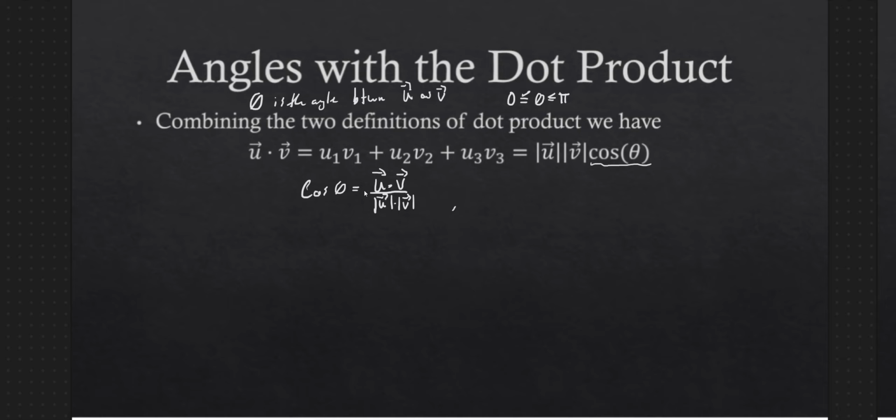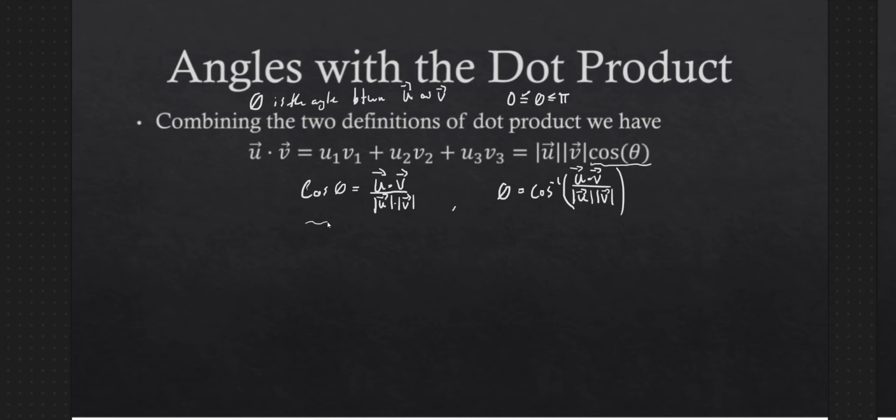If we want the angle from this, we can say theta is the inverse cosine of u dot v over magnitude u times magnitude v. And that gives us our angle between them. So that is pretty nice, but I just want to focus here on cosine theta.